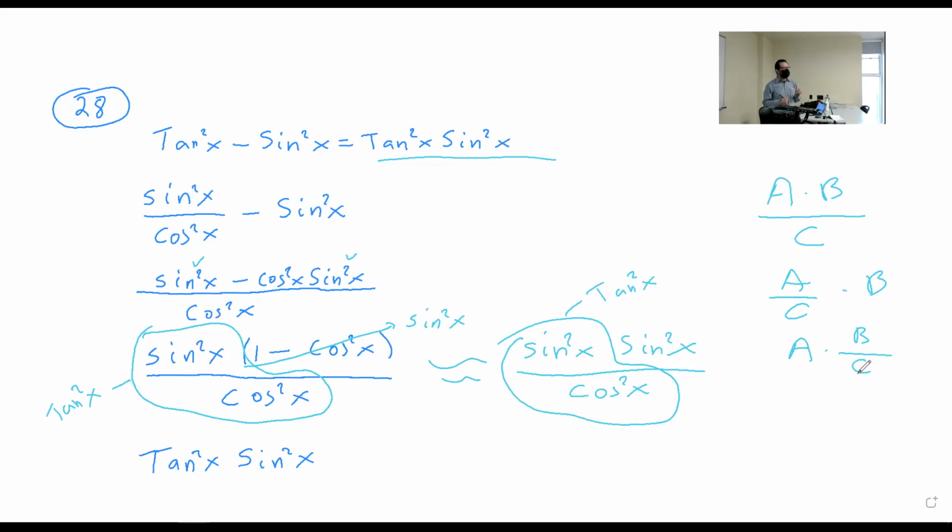But if it's adding or subtracting, that's different. If it's A plus B, divided by C, this would be A divided by C plus B divided by C. And that's just because of the commutative and associative properties. Okay.